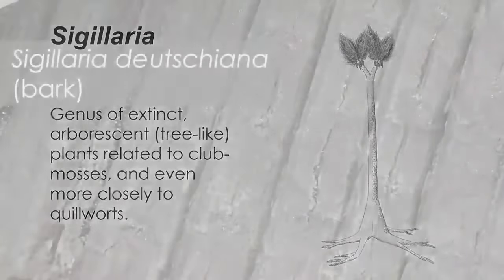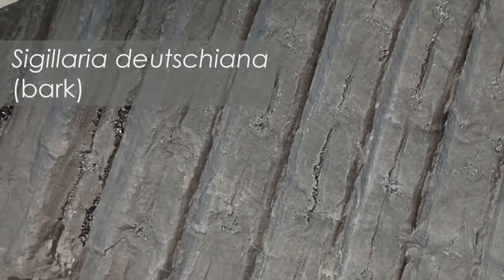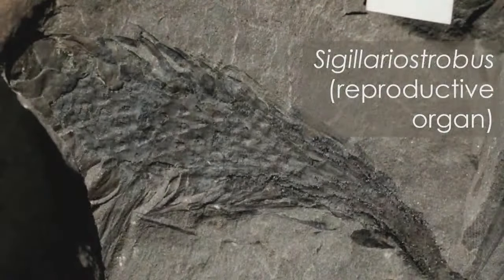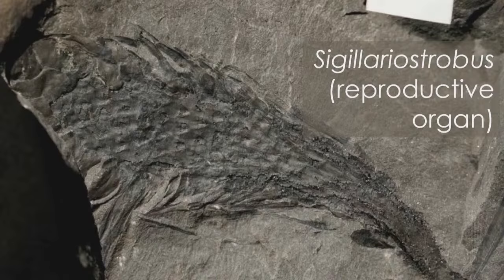A very alien world. The Sigillaria, one way you can distinguish the bark of these are these parallel lines that extend up and down the trunk. These ridges, if you get the positive cast. And here's a Sigillaria strobus. So this would be the reproductive organ. Again, we're talking about these form taxa. This is the part of the plant.